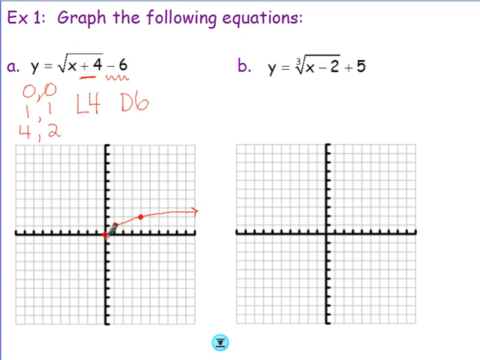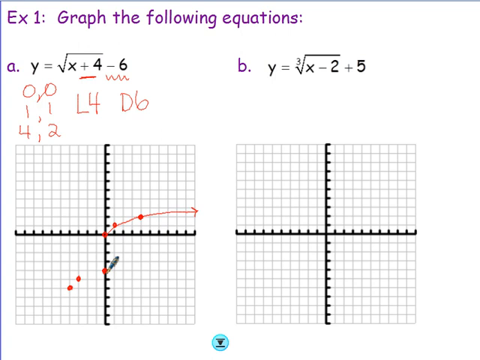So I'm going to start here at 0, 0. Left 4, down 6. Go to 1, 1. Left 4, down 6. Go to 4, 2. Left 4, down 6. So that's all there is to the shifting.